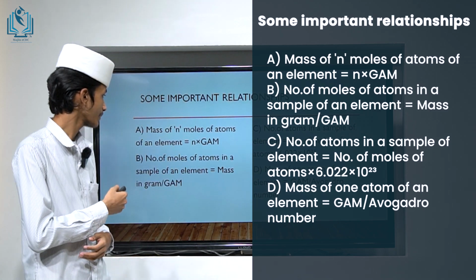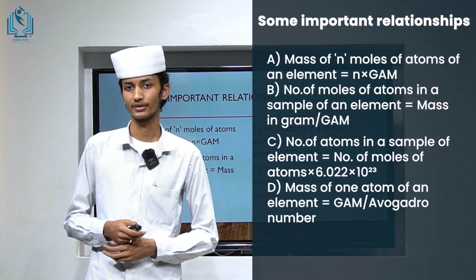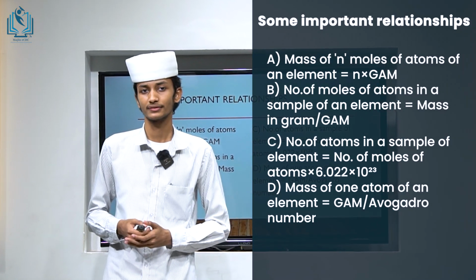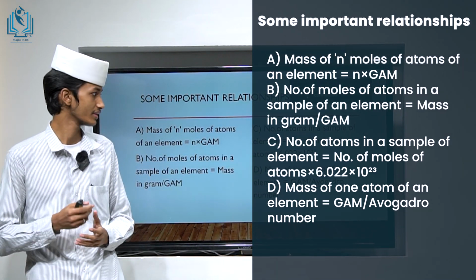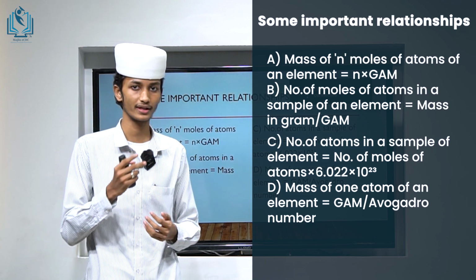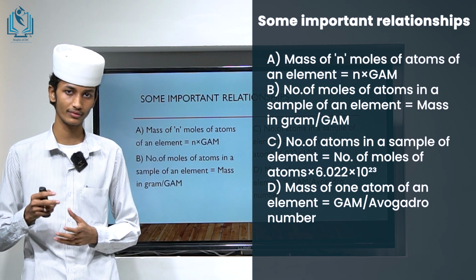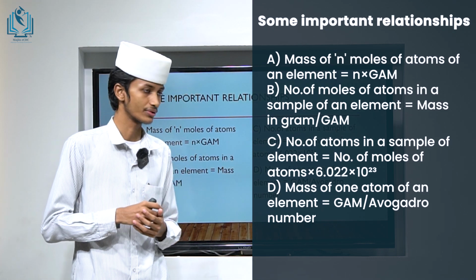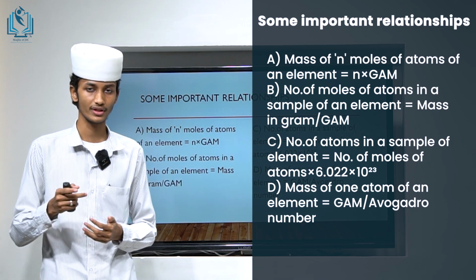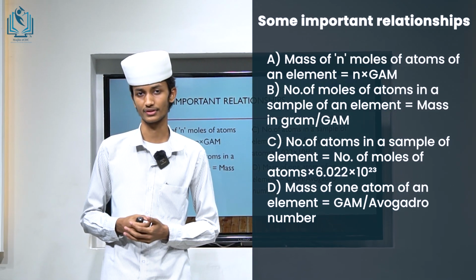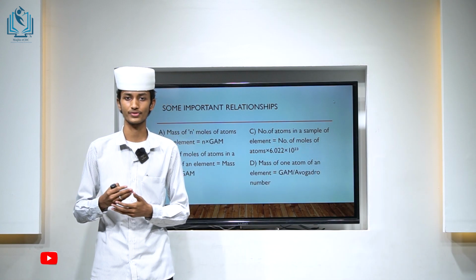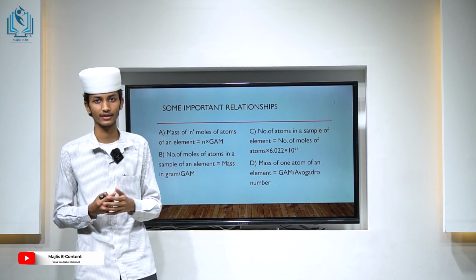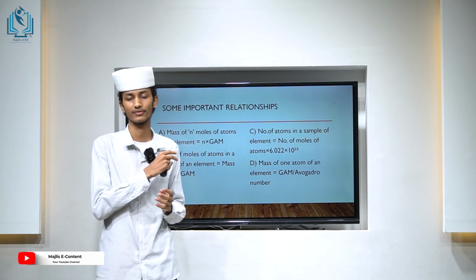Next, the number of moles of atoms in a sample of an element is equal to mass in gram by GAM. The third one: the number of atoms in a sample of an element is equal to the number of moles of atoms into 6.022 into 10 raised to 23. And the fourth: the mass of one atom of an element is equal to GAM by Avogadro number, that is 6.022 into 10 raised to 23. So this is for atoms. For molecules, just replace the word atoms with molecules and GAM with GMM in these definitions.